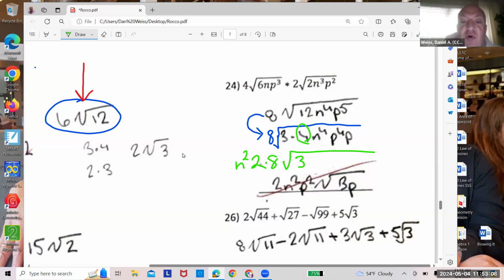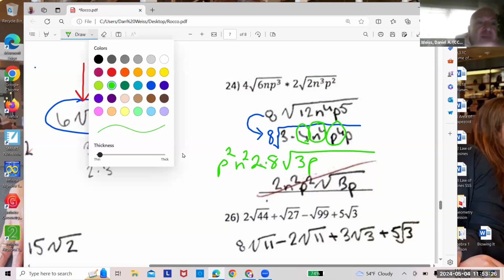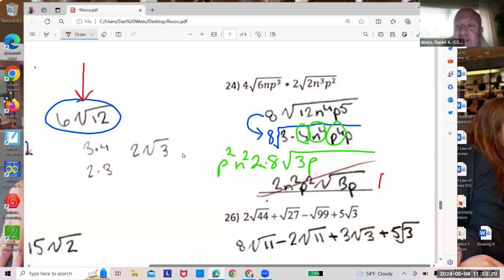Anyway, square root of n to the 4th is n to the 2nd. Okay. Square root of p to the 4th is p to the 2nd. And I'm going to have a p left inside. And you have that 3p on the inside. That's good. So 2 times 8 is 16. And then n to the 2nd, p to the 2nd. That's good. And square root of 3p. So the only problem here, you had the 3 here. It should have been a 16.